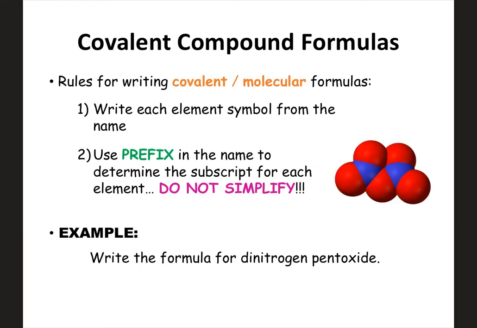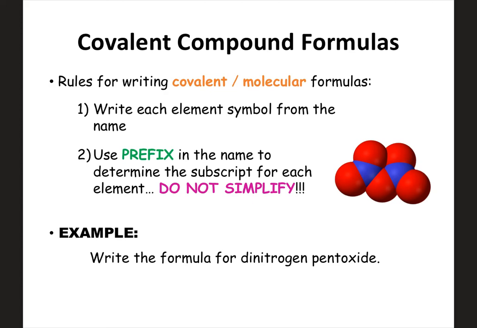So now we're ready to try to do some covalent formulas here. As I said, covalent goes much faster, the rules are much easier. So in order to write the formula of a covalent compound, you would have the name, and the first step is you literally write the element symbol from the name. So the name will tell you exactly which elements are in it, so you write those symbols, and then the prefixes in the name will tell you how many of each of those elements there are. And the difference here between this and ionic is you would not simplify a covalent compound. Even if the numbers can simplify, you don't simplify.